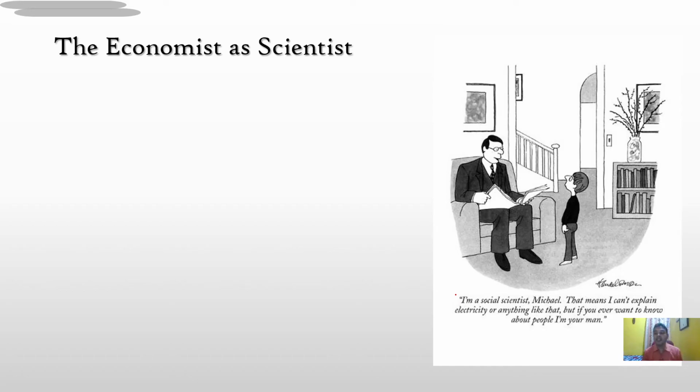I'll give you one simple example. See here in this picture what the man is telling. Beta, I am a social scientist. That means I can't explain to you electricity or anything like that. But if you want to know about people, I can tell you. That is what an economist is.